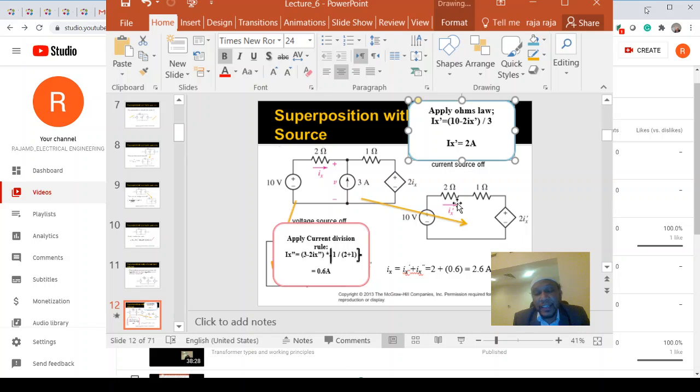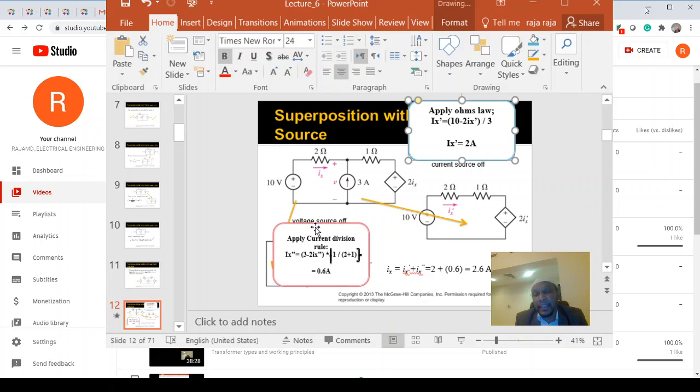Now we apply the Ohm's law concept and write 10 minus 2 times Ix dash, divided by 3. This is Ix dash, and it is a single variable, so we can simplify mathematically and get Ix dash equal to 2 ampere. This is my first case.